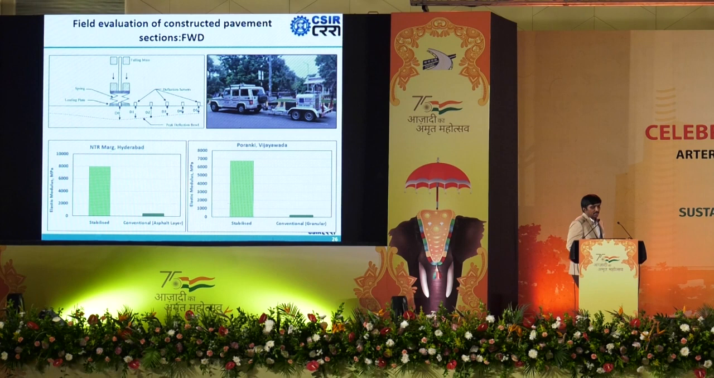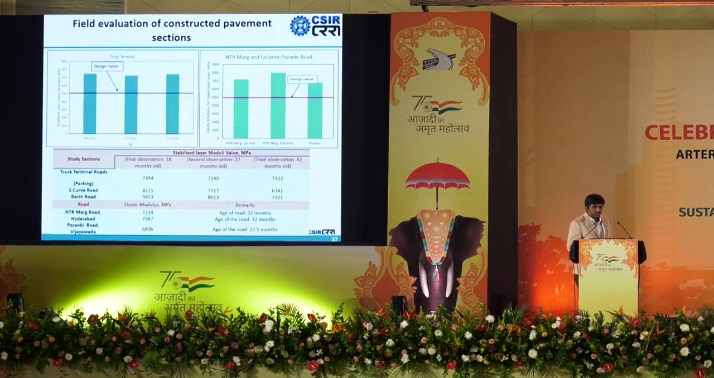Similarly, we conducted the non-destructive study using FWD. So we compared the conventional pavement and the stabilized pavement. You can see clearly the modulus value for the stabilized is significantly higher when compared to the conventional asphalt layer. Here the asphalt layer thickness is very low because that pavement is badly cracked. Okay, so almost we are getting some 6,000 to 7,000.